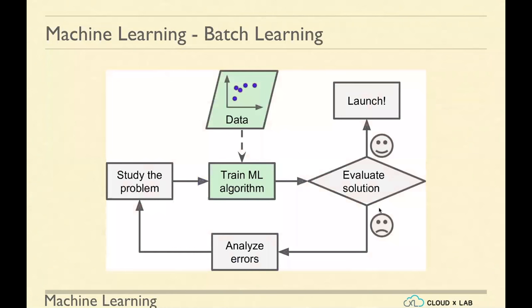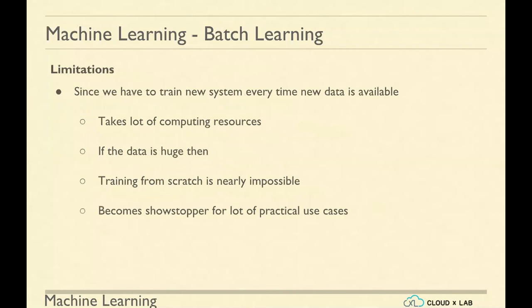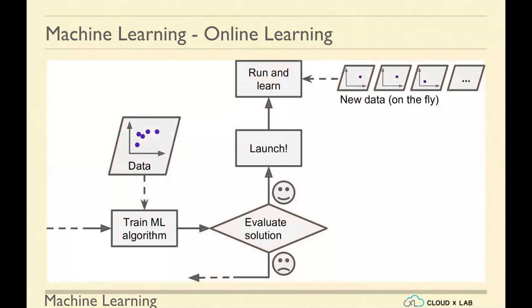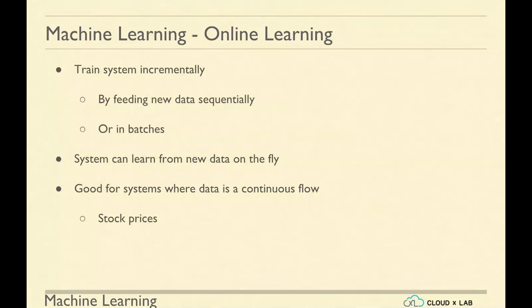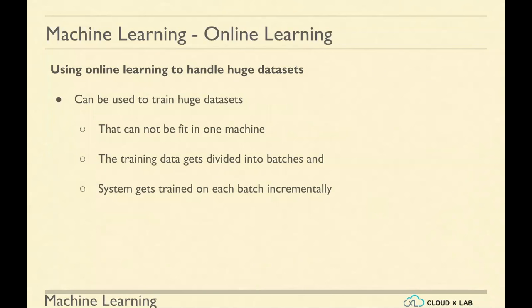Batch-wise learning is where we are given data, we feed the data to the algorithm, and we let it go. In case of online learning, the system keeps on learning as and when new data arrives. So the system incrementally learns as more and more sequential data is coming in. You can use online learning for a huge data set, and data that is not fitting on one machine can be used.